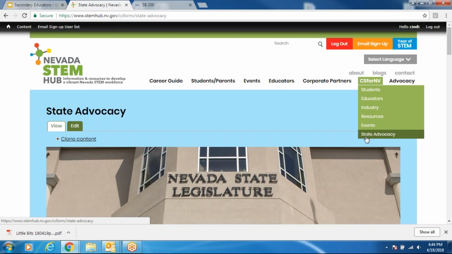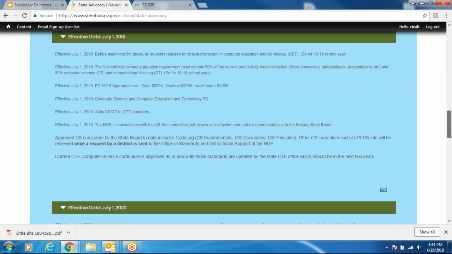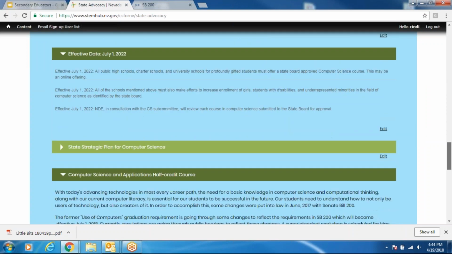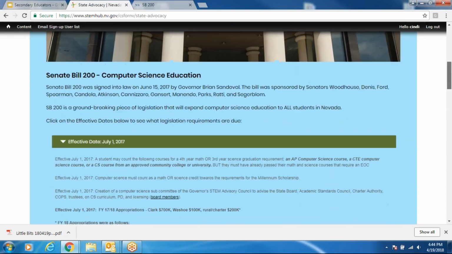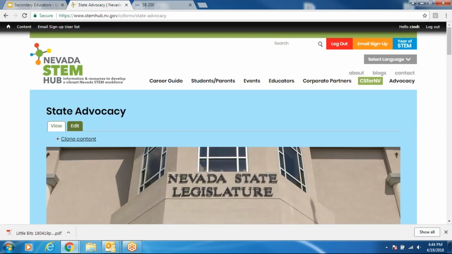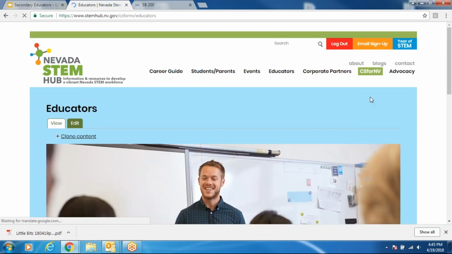All right, so that kind of is the Senate Bill 200 effective dates and the changes that are coming into place. And I encourage you to look over that at your leisure in more detail, and go take a look at the bill if you're so inclined to read through that. One of the other tabs I want to look at is our educators tab. So under CS4NV educators, let's go there.